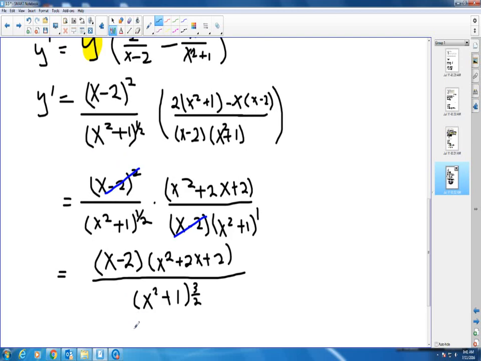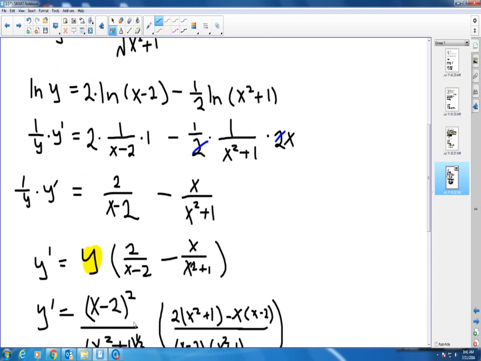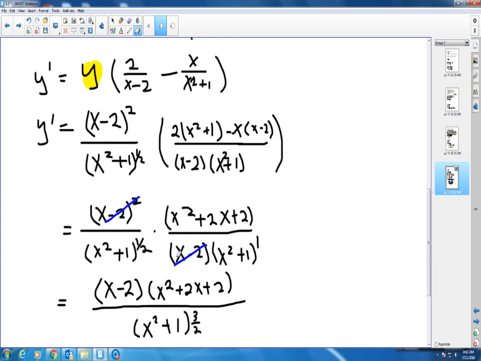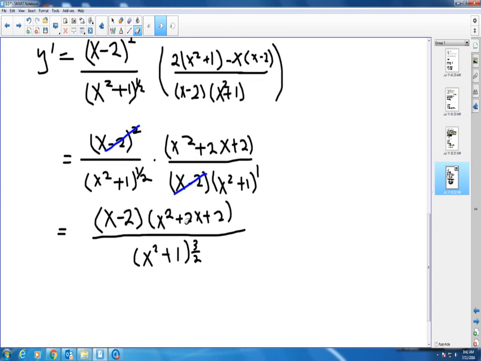Now I could have used the quotient rule for the right hand side, but I just wanted to show you another technique using logarithms to help us differentiate, using implicit differentiation.